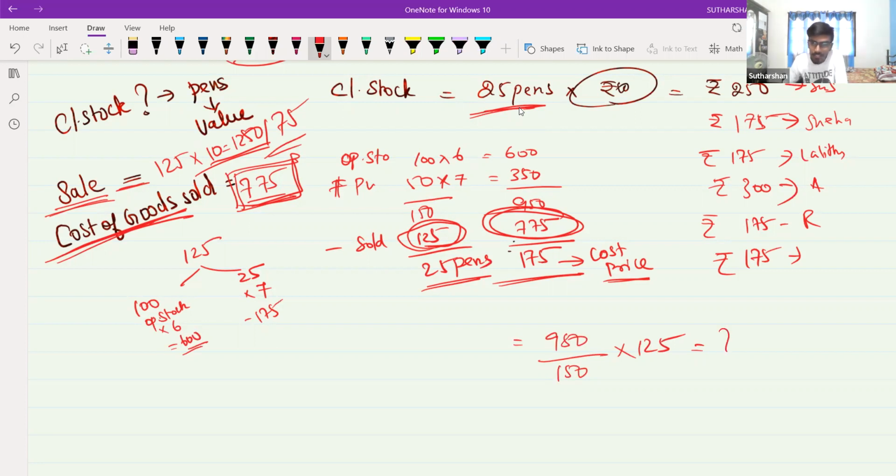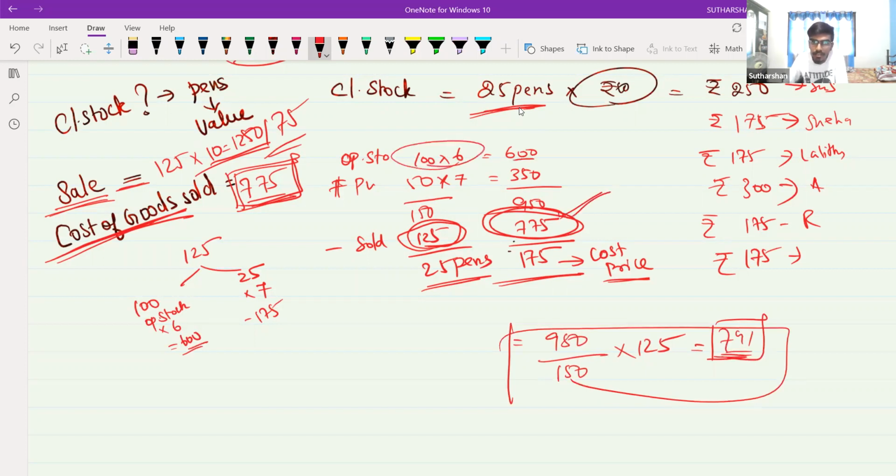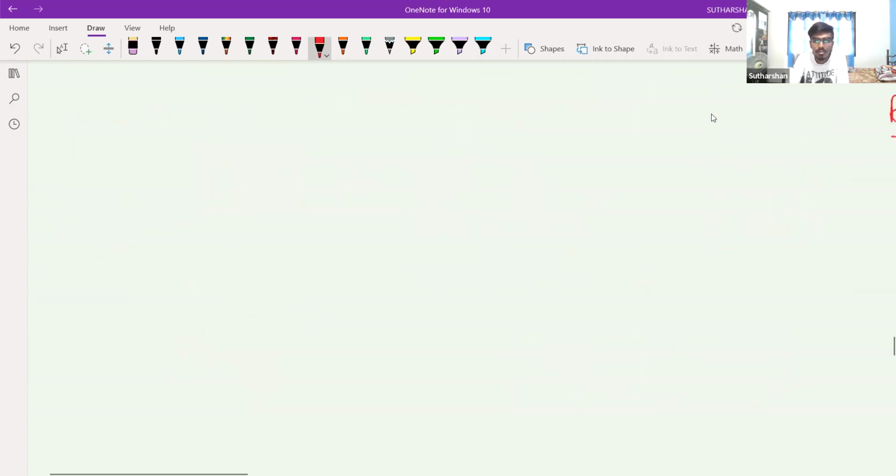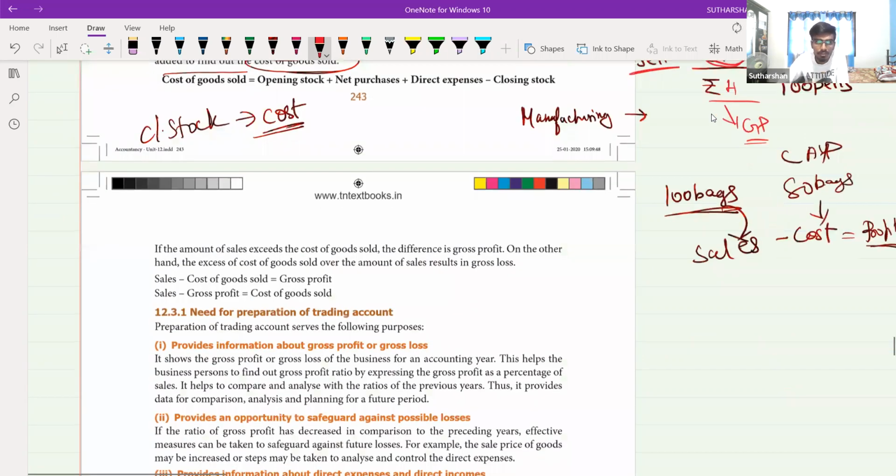You are getting something around 179.1. That comes under your point value. You can do the calculation like this, but the actual value is 775, because 1000 into 6 is 600, and 25 into 7 is 175. If you add both, you are getting 775. 775 is your cost of goods sold. Okay, 775 is your cost of goods sold.